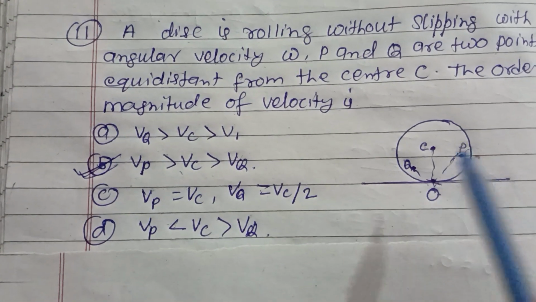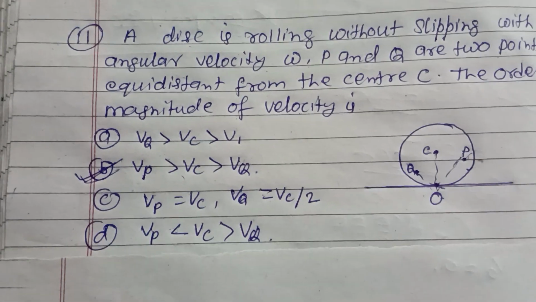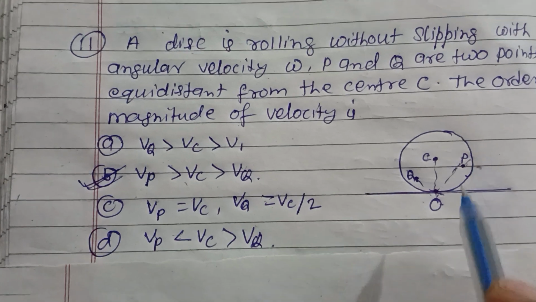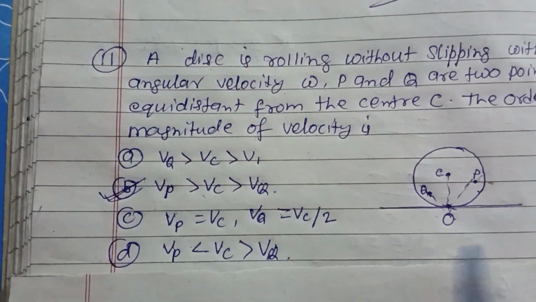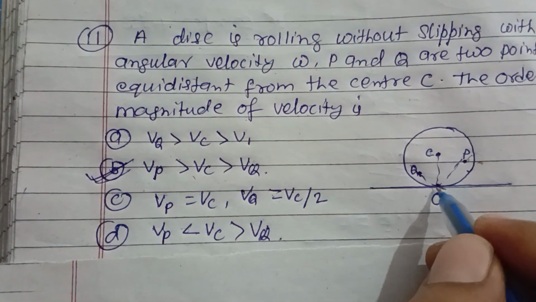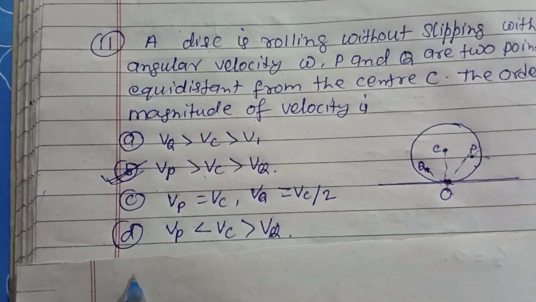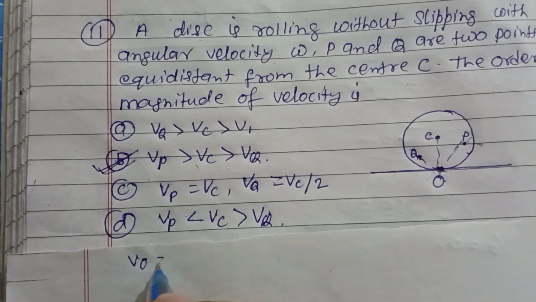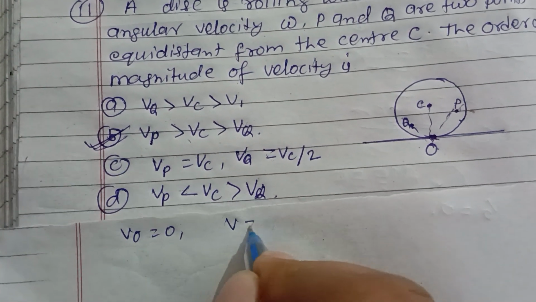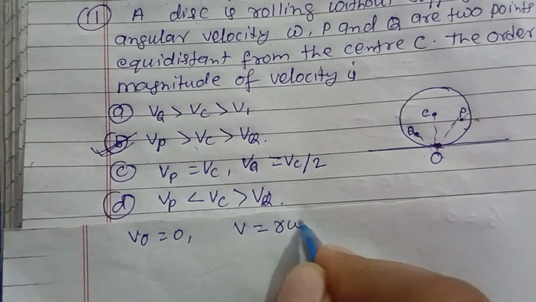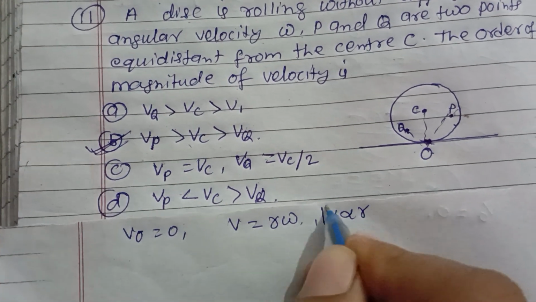From the figure we see here, a disk rolling with angular velocity omega, and angular velocity during its motion is constant, and at any instant we see here at point O velocity is 0, VO is equal to 0, and we also know that linear velocity V is equal to R omega. If omega is constant, then V is directly proportional to R.